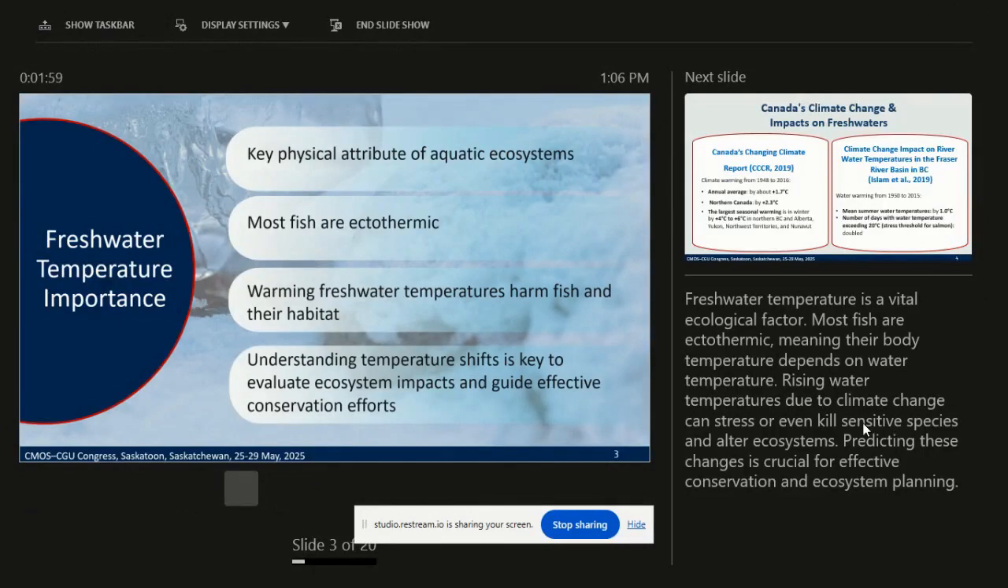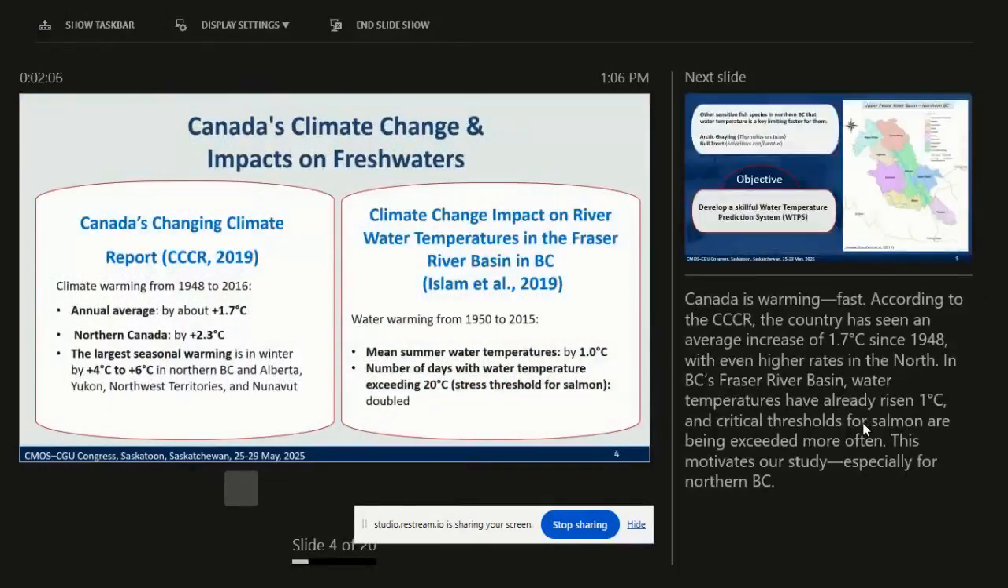For example, climate change is one of the most important factors in this 21st century. And we know that the climate in Canada is changing so fast. According to Canada's Changing Climate Report in 2019, from 1948 to 2016, the annual average increased by 1.7 degrees, and even in northern Canada, it increased by 2.3 degrees Celsius, which is almost 3 times faster than the average of the world.